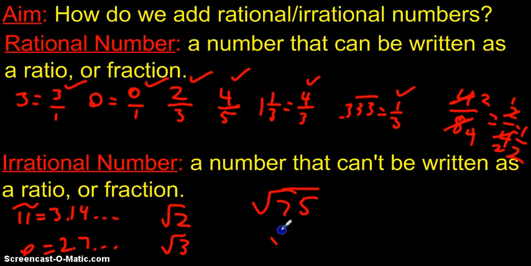So this is the same thing as saying radical 25 times radical 3, and we know the square root of 25 is 5. So this is 5 radical 3, which is much simpler, but still irrational, because this piece is irrational. Alright, let's take a look at adding some of these numbers.